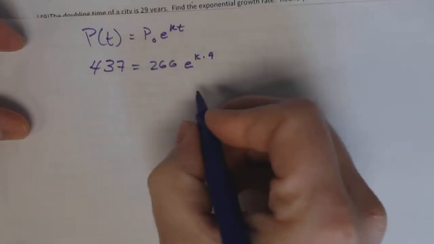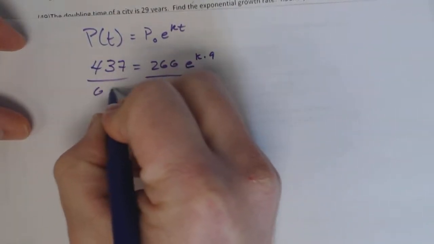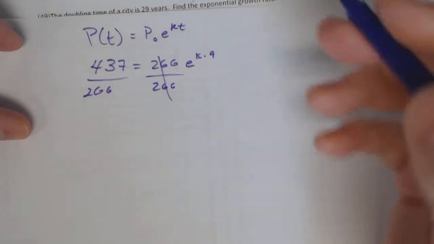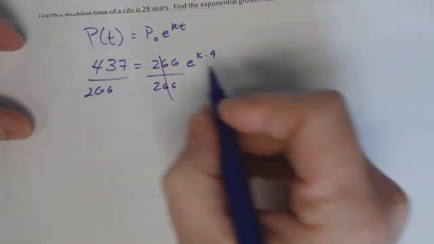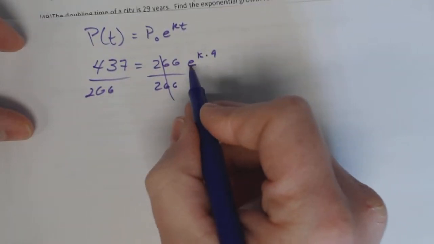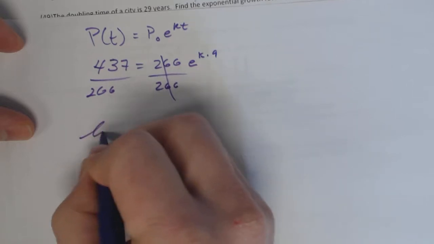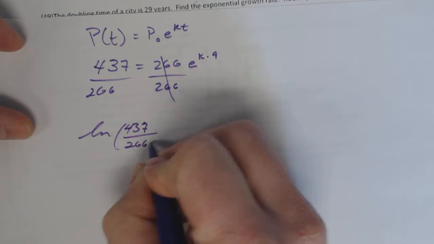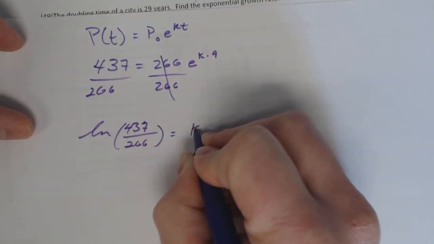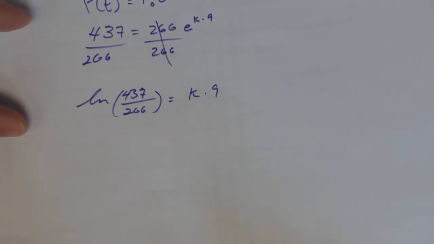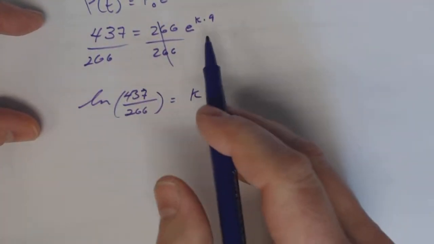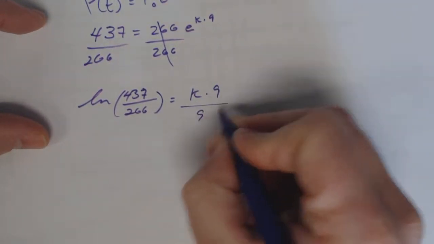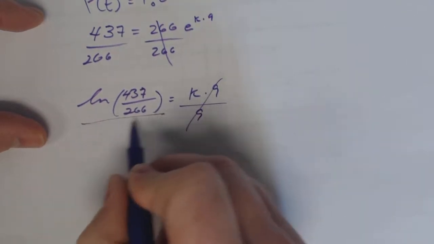So let's divide by 266. And when I divide this fraction out, I get this decimal. So I'm going to leave that as a fraction. I don't want to round here. So I'm left with e to the k times 9. I'm going to rewrite this as a logarithmic equation. Basically, I took the natural log of both sides and it killed off the e, and I'm left with the power. Now we're multiplying by 9, so let's divide by 9. So my k is going to be this value right here.